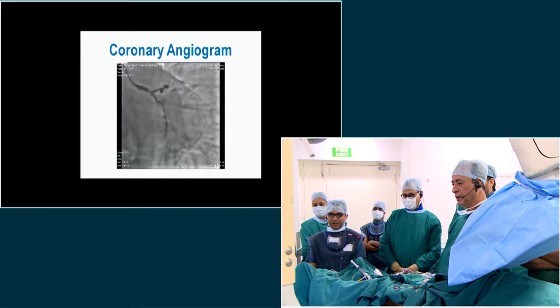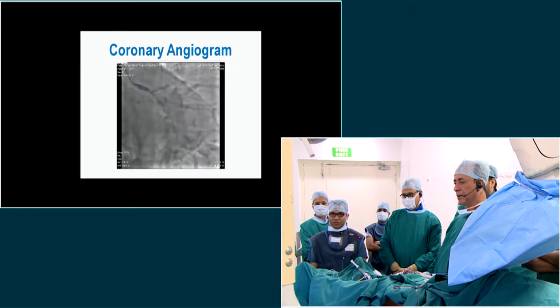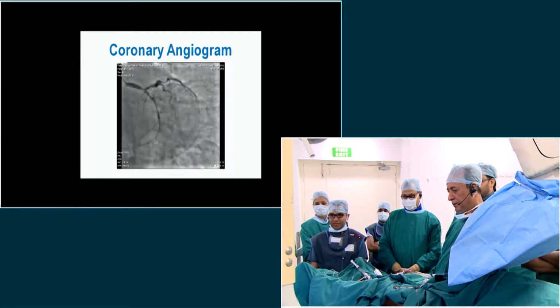Here you can see the RAO caudal view. There is a critical stenosis in the distal left main, almost 95%, which is also involving the ostial LAD and ostial LCX. Almost very tight lesions.